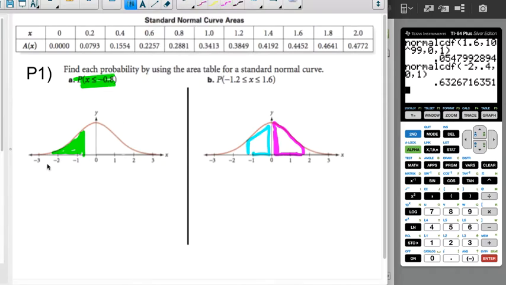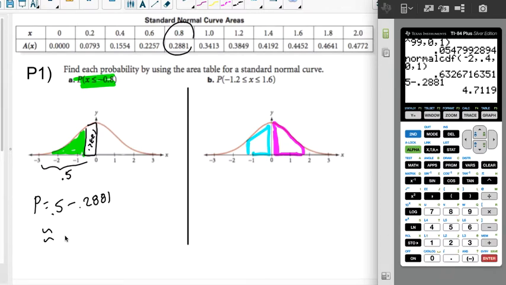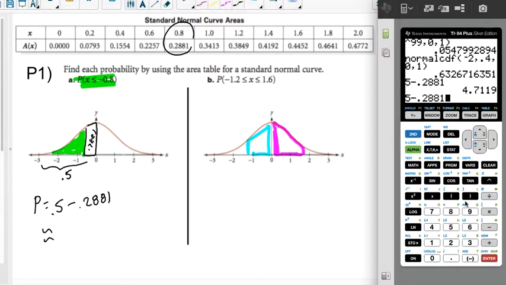So for this one, I know that this entire side has an area of 0.5, but I know that the area up until 0.8 is this area right here, 0.2881. So the probability I want is the total area of 0.5 minus the 0.2881, and that's going to give me my approximate probability. So 5 minus 0.2881 is going to give me the area under this. Oh, sorry, I didn't mean to make it 5. I meant to make it a 0.5. That's why that was very, very wrong.